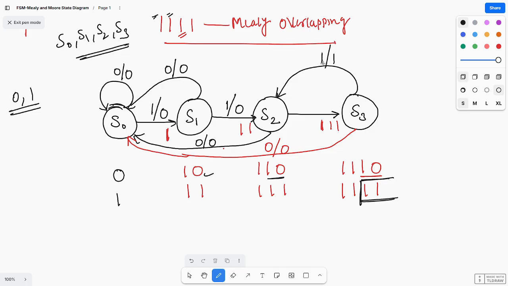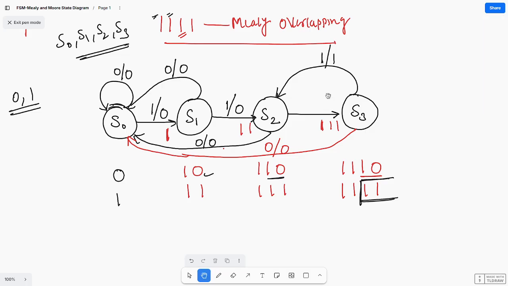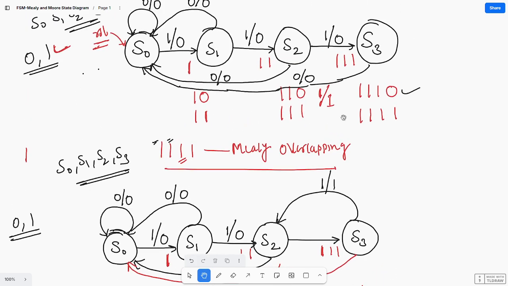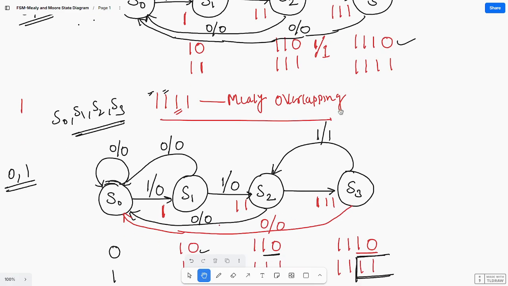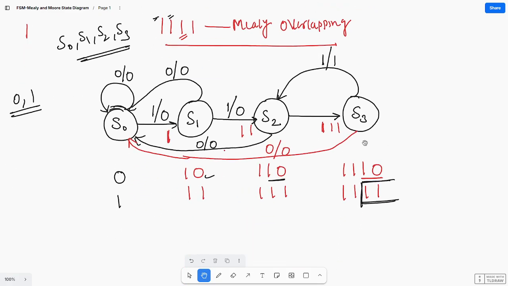The only difference you get here is that in the non-overlapping case, at the last state, when you get the sequence, it will go to the initial state. But here if you get the sequence, you need to see for matching cases, that is overlapping. So overlapping you need to check, and see where it will go. Is it fine?